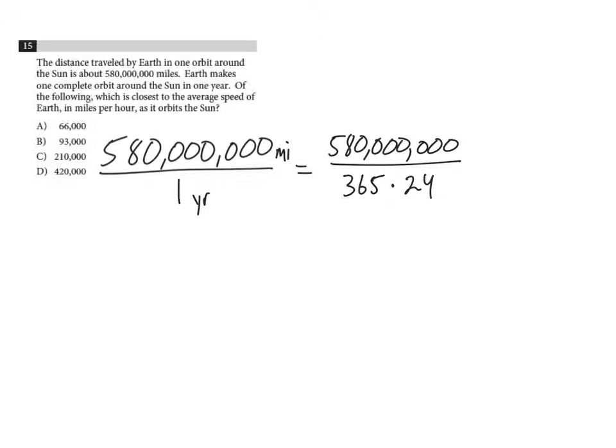Okay, I'm going to go to my calculator here, and I'm going to type in 580 million divided by 365 times 24, and I get 66,210 point blah. Okay. All right. Well, that's 66,210 miles per hour, and that's exactly what it's asking us. Miles per hour, 66,000 is closest.